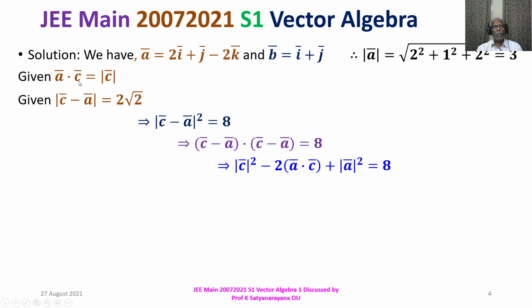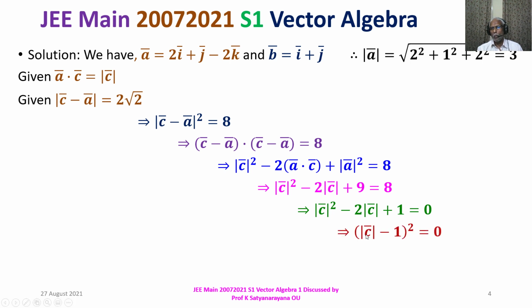And A bar dot C bar is given to be mod C bar. Substitute: mod C bar square minus 2 mod C bar plus mod A square, which is 9. And simplify, we get a quadratic in mod C bar. And this is a perfect square. This is equal to mod of C bar minus 1 whole square. This will imply mod C bar is equal to 1. We continue in the next slide.